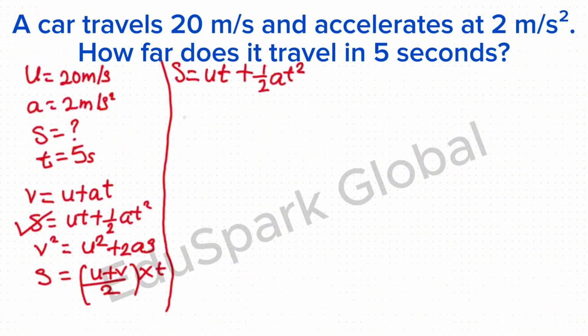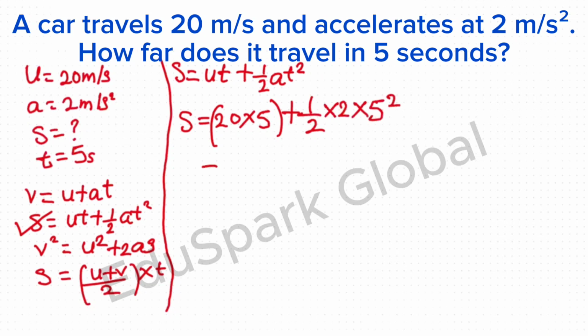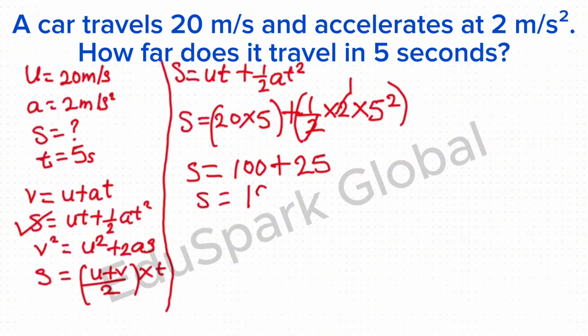We substitute: S equal to our U, which is 20, multiplied by our time, which is 5, plus half, our A is 2, multiplied by our T, which is time, 5 squared. This will give us 20 times 5, which is 100, plus half of 2, which is 1, times 5 squared, which is 25. That will give us 25. So our S is 125 meters.